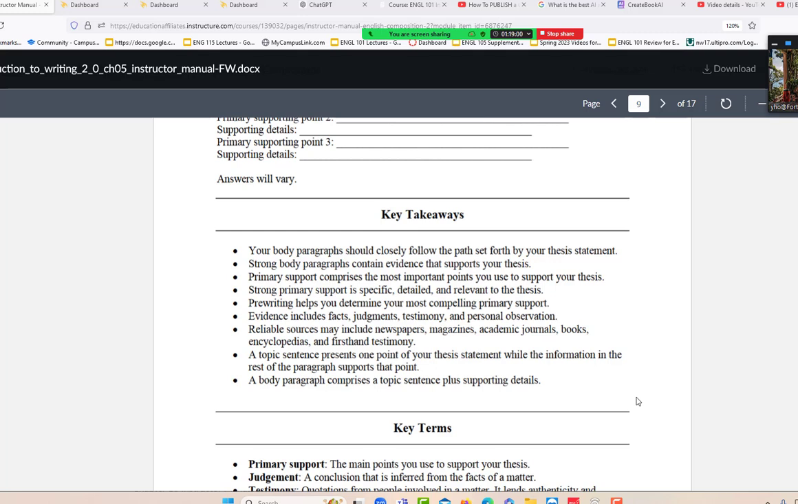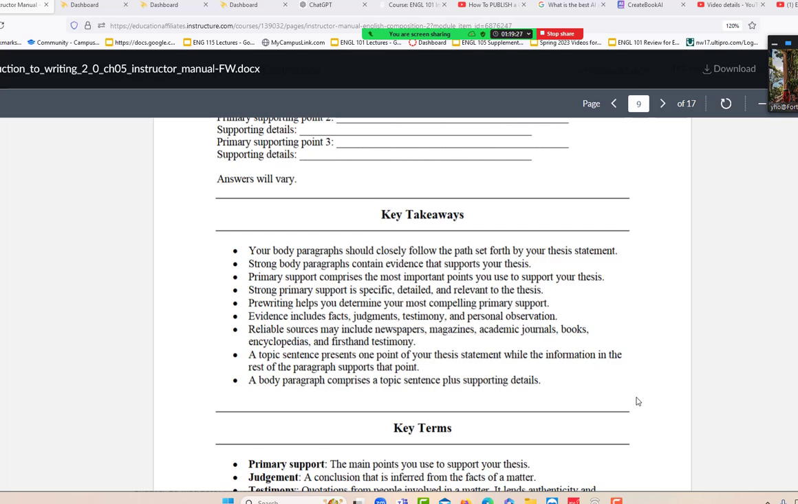Your body paragraphs should follow the path of your thesis. Strong body paragraphs contain evidence that supports your thesis. Primary support comprises the most important reasons to support your thesis. Pre-writing helps you determine your most compelling primary support. Evidence includes facts, judgments, testimony, and personal observation.